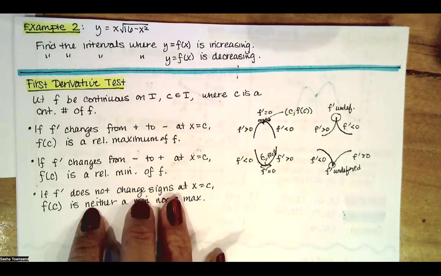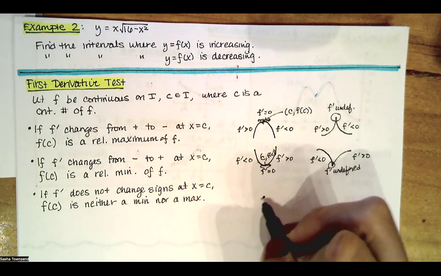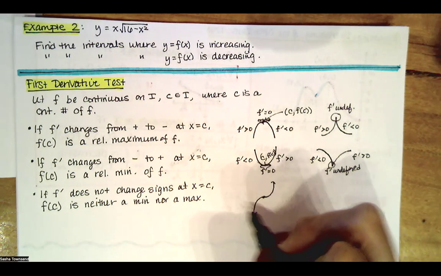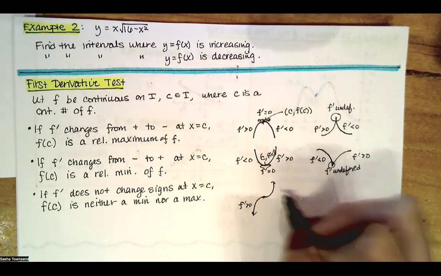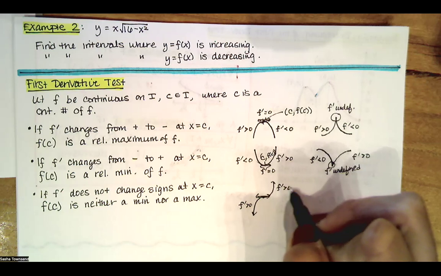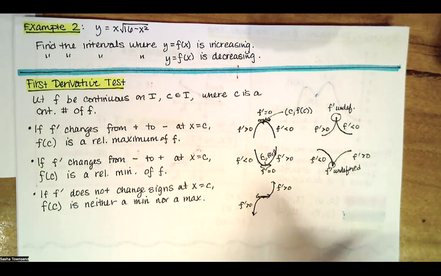Now, it's possible that f prime doesn't change signs at x equals C. So maybe at x equals C, our graph looks like this. It goes from having a positive derivative to having a 0 slope, and then having a positive derivative again. And then that's just a flat spot. That's neither a min nor a max, because there are y values nearby that are smaller than it, and there are y values nearby that are larger than it.